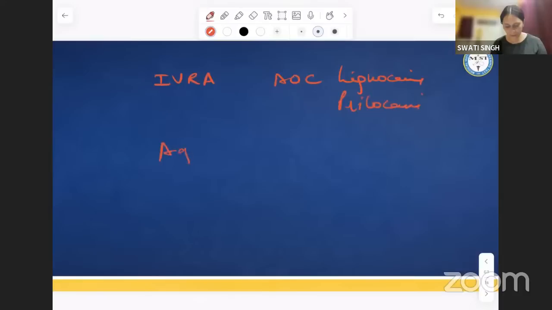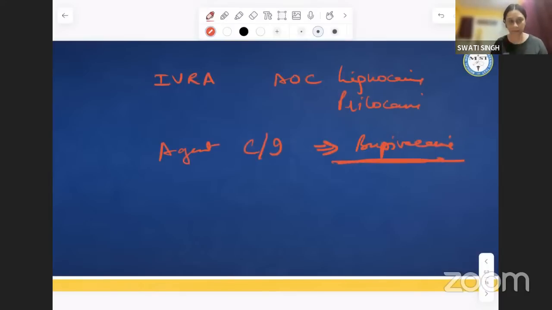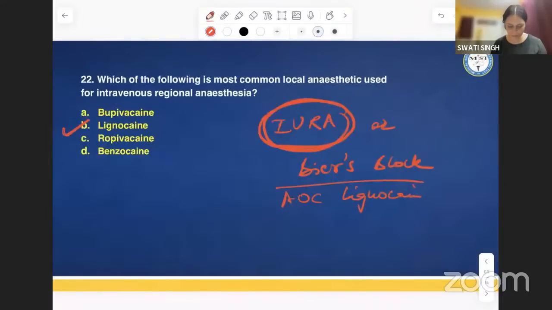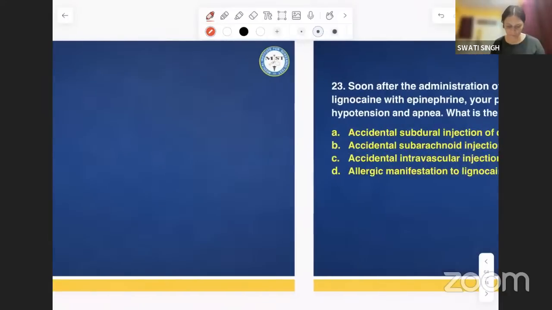Local anesthetic contraindicated: bupivacaine. Okay. So bupivacaine is not used. Ropivacaine, the congener of bupivacaine, is never used. Okay. So keep it in your mind. So this is all about the 22nd question.